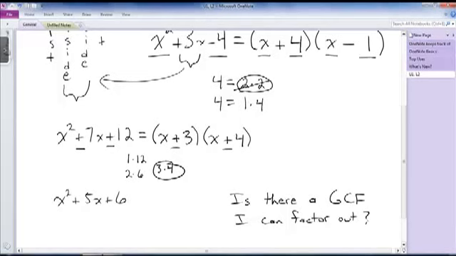Well, if you look at this one, my three terms are x squared, 5x, and 6. No, there's not a greatest common factor. There's nothing I can factor out of all three of those. So let's just go ahead and do what we've been doing. Two sets of parentheses. I know I'm going to have x and x. Everything's plus signs, right? I've got a positive and a positive. That tells me I'm going to have two pluses over here. And now I just need to know what multiplies to make 6, but adds to 5.